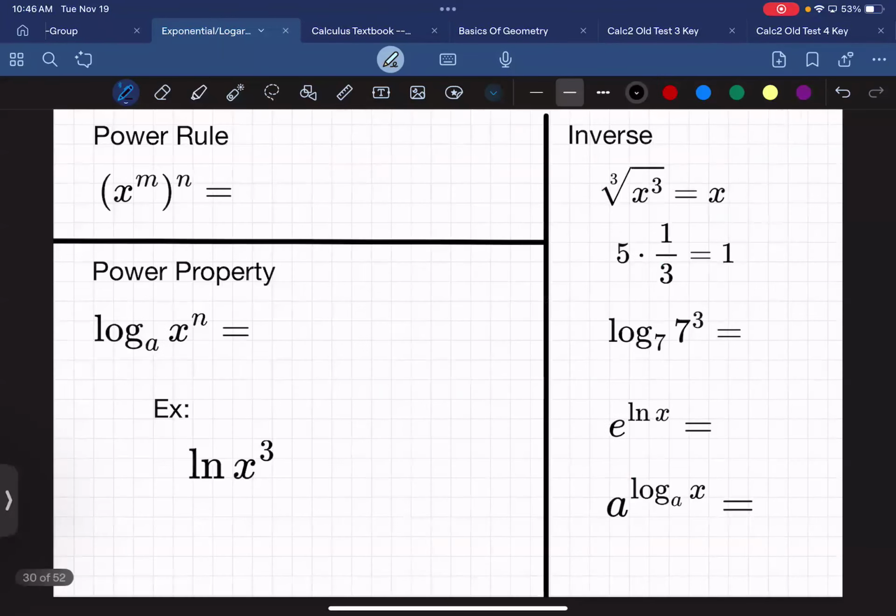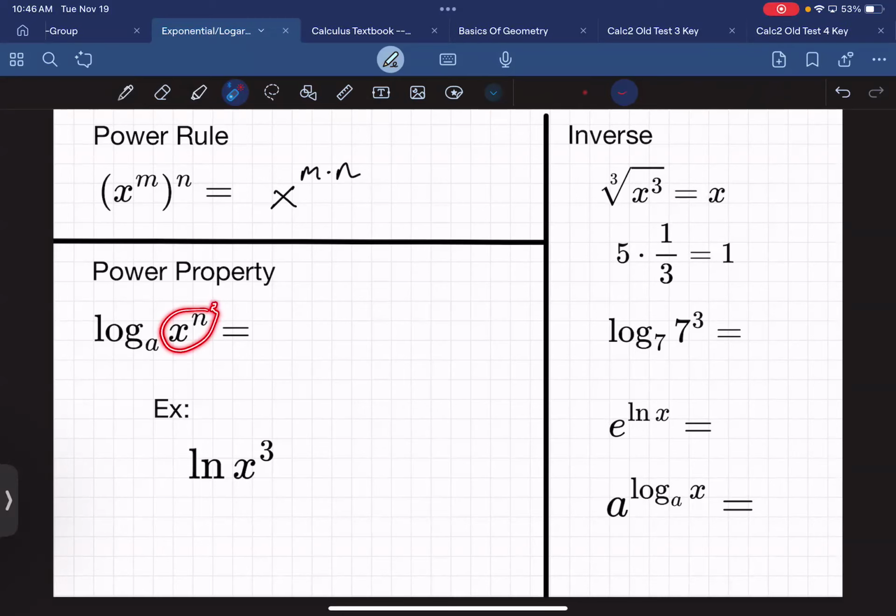All right. The next one I want to look at is the power rule. Okay. So if you had x to the m raised to the n, what do we do with those exponents? Multiply them together, right? So m times n. What you're going to find is the power property of logarithms is going to be very similar. But make sure you see again, it's all about the argument.